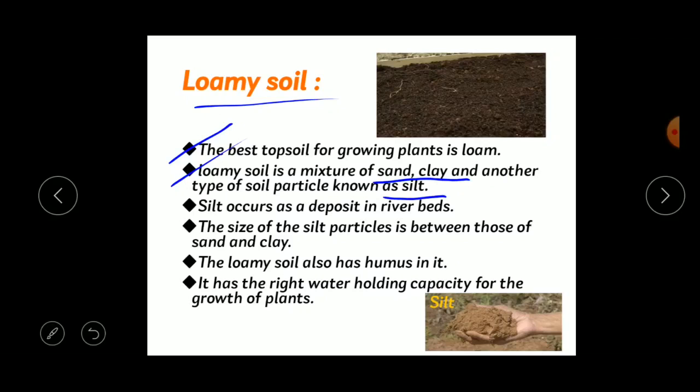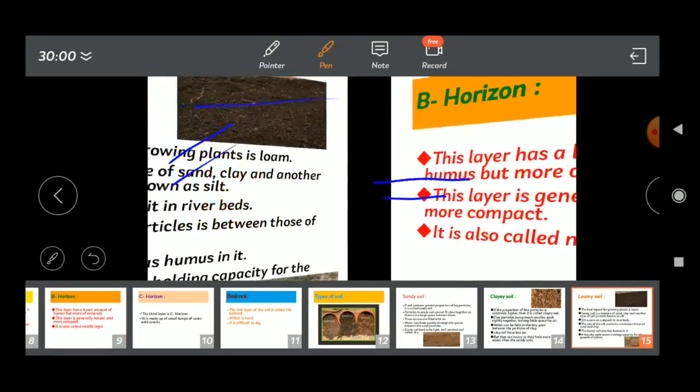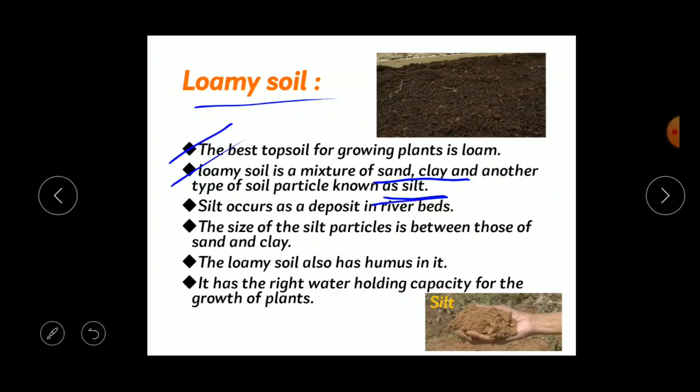Now, what is this silt? Silt occurs as a deposit in river beds. River beds are the ground over which a river flows. That is called the river bed. So this type of soil, silt, we find in river beds.